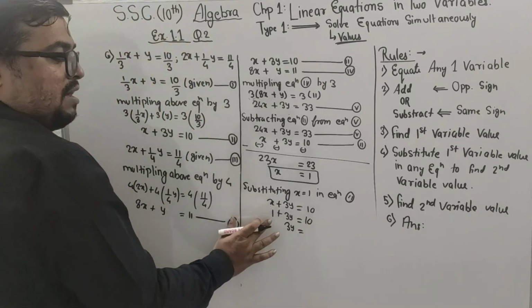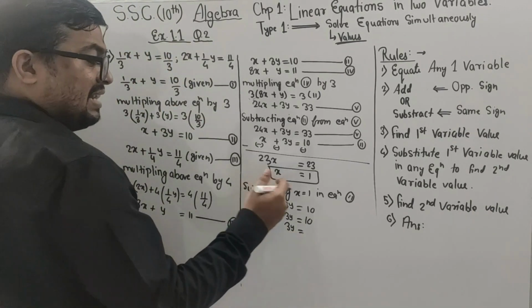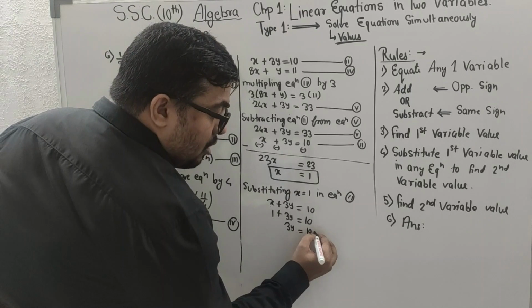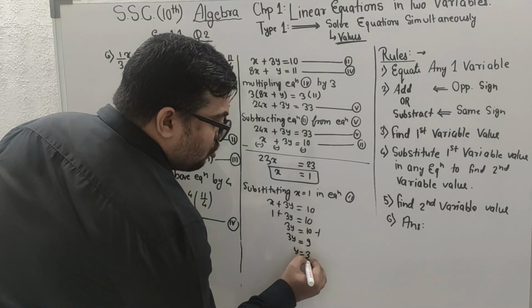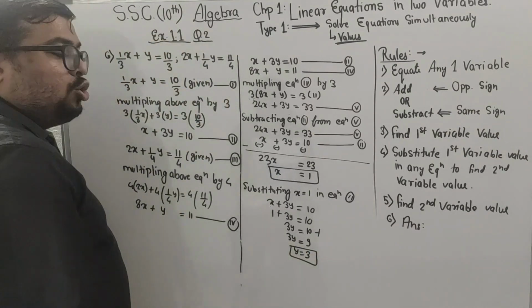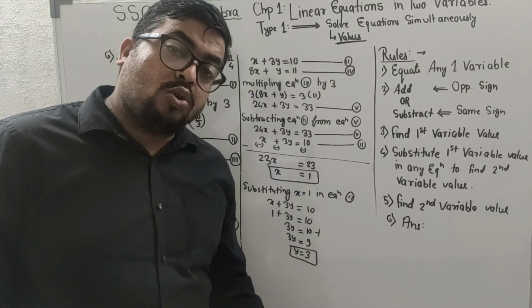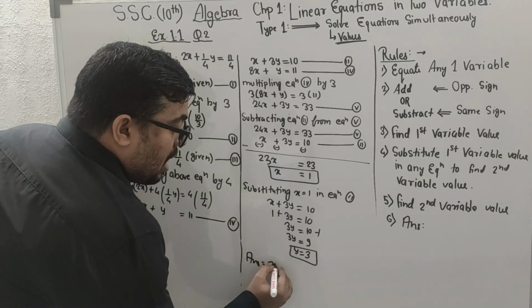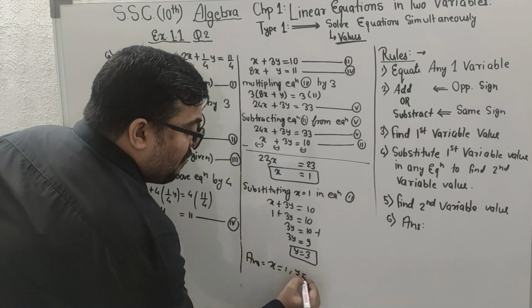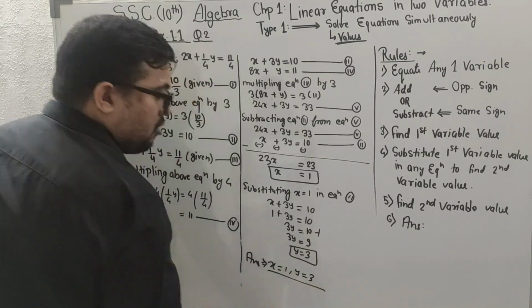The value of x is 1, plus 3y is equal to 10. 3y is equal to plus 1 on the other side becomes minus 1. 10 minus 1 is equal to 9. y is equal to 3. So students, you got the value of the second variable also. Now finally you will write the answer: x is equal to 1 and y is equal to 3.